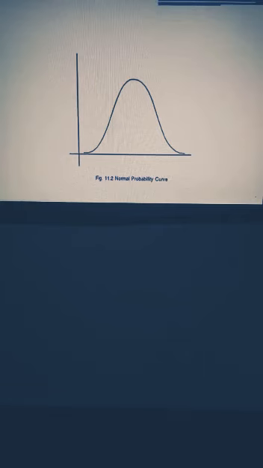You can understand it better with the help of this diagram. It is the diagram of the normal probability curve. If we see it deeply, most of the values lie in the center and few values are on the side. It is in symmetrical shape and it is flared.